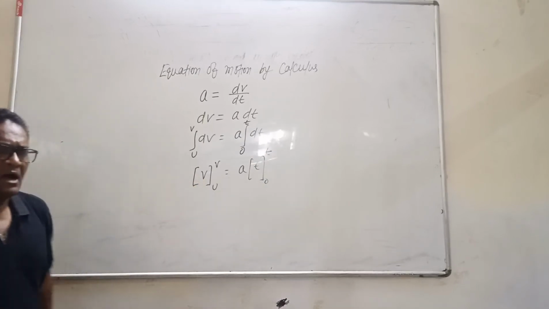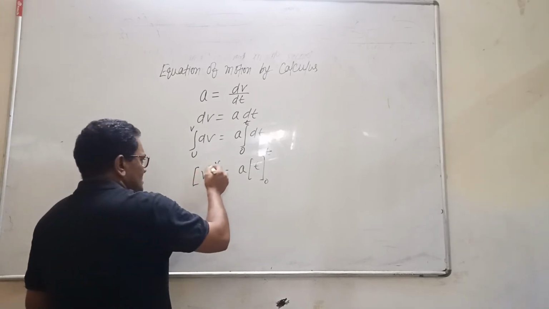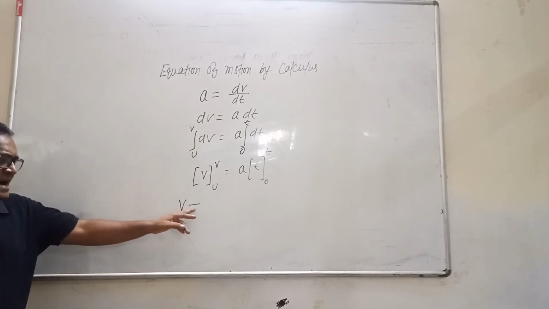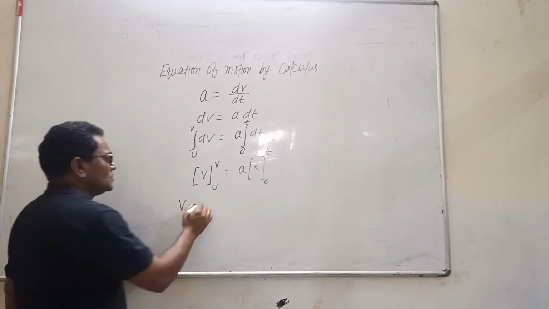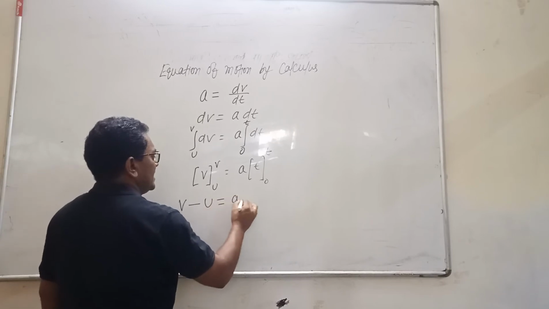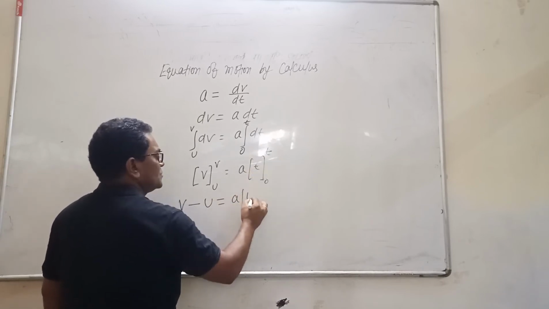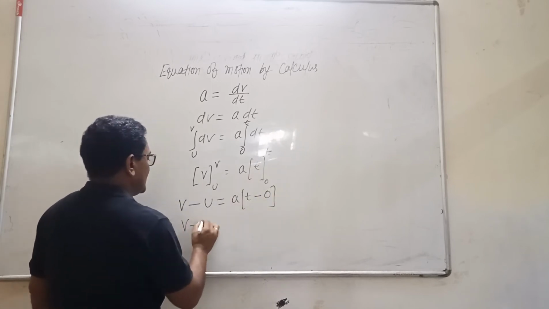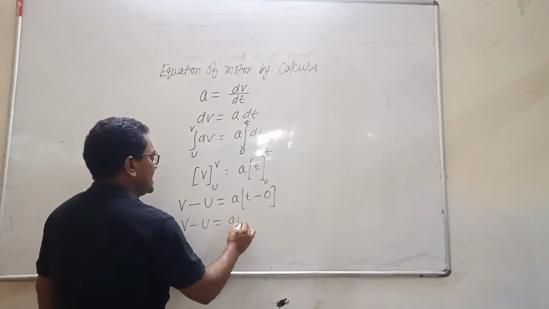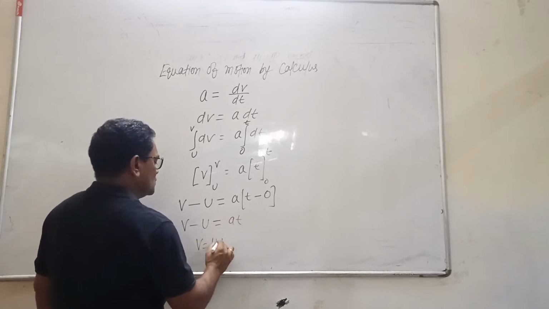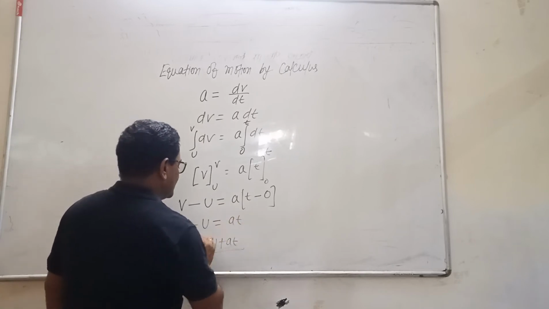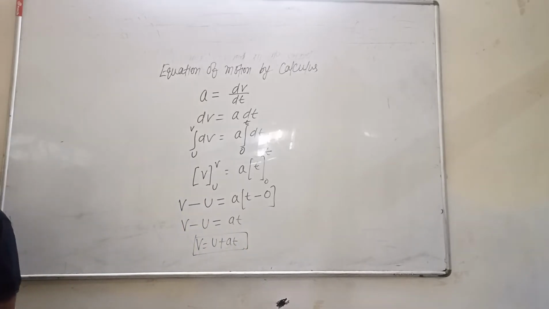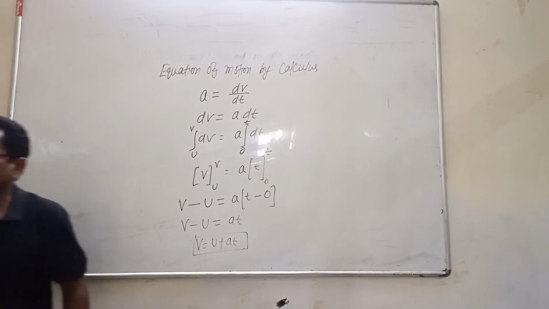Now we use the limit. So at the place of v we have to use the upper limit and minus sign. At the place of v you have to use lower limit u. A at the place of t, once we have to use upper limit, minus at the place of t we have to use lower limit. So this becomes v minus u equals to at, and v equals to u plus at. So this is the first equation of kinematics or first equation of motion by calculus.